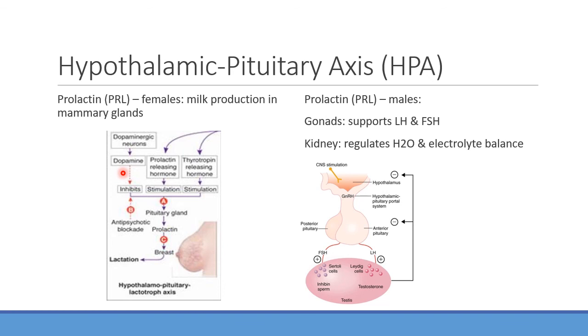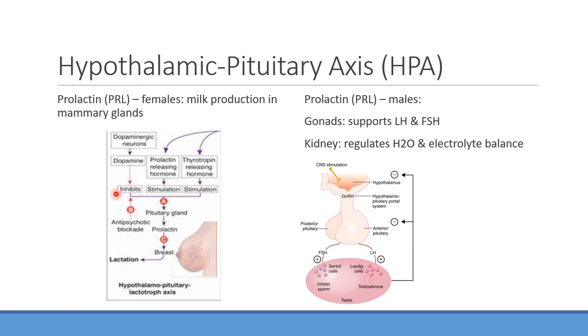It's also really important for movement as well. So when we talk about Parkinson's, you're going to find that dopamine is very important for that. Dopamine actually has a big effect here as well, because if you have too much dopamine, that can have an inhibitory effect here and can decrease prolactin levels. What do you think prolactin might do to a male patient?